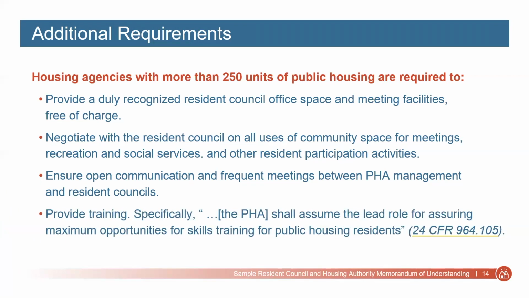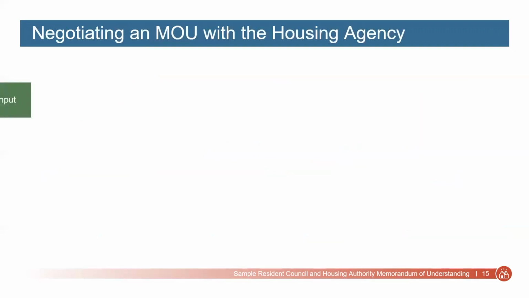They must provide training. Specifically, the regulations say, in collaboration with the resident councils, the housing agency shall assume the lead role for assuring maximum opportunities for skills training for public housing residents. To the extent possible, the training resources should be local to ensure maximum benefit and ongoing access. These requirements may also be added to the MOU with any specific information on how they should be carried out. For example, the MOU could detail the frequency of meetings or how community space for meetings will be provided.